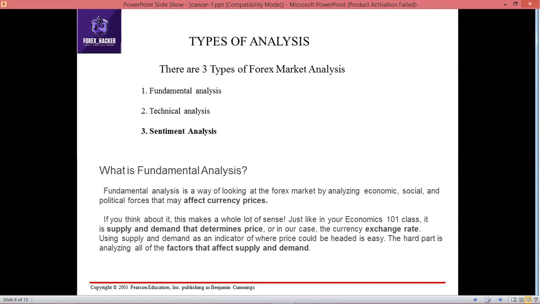Please, do you guys get that? So if you think about it, this makes a whole lot of sense. Just like in your economics, it is supply and demand that determines price. I like the way I put that. It is supply and demand that actually determines price.